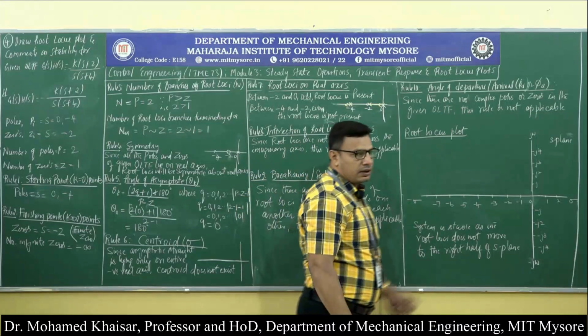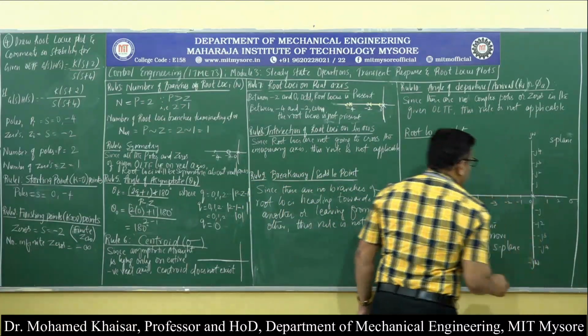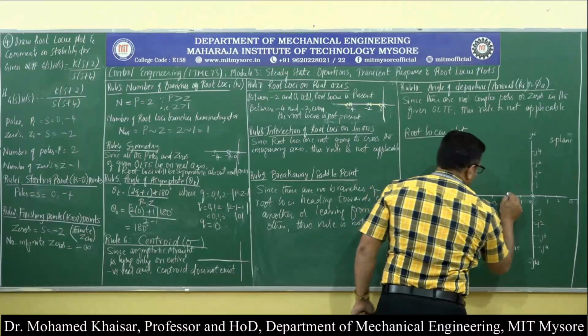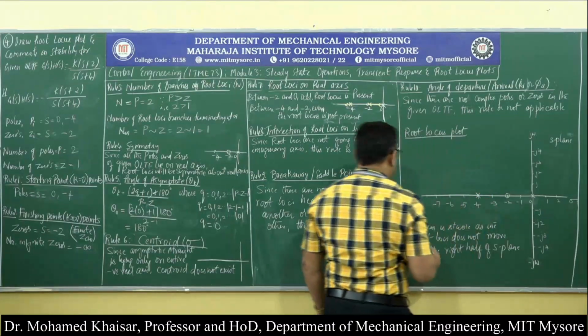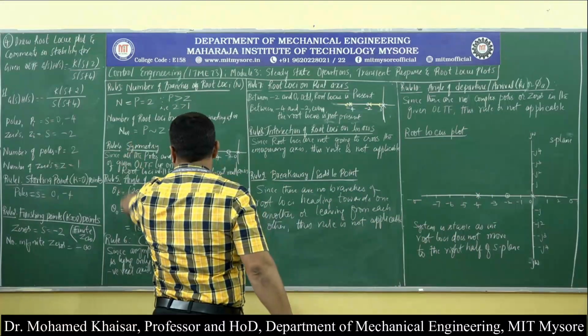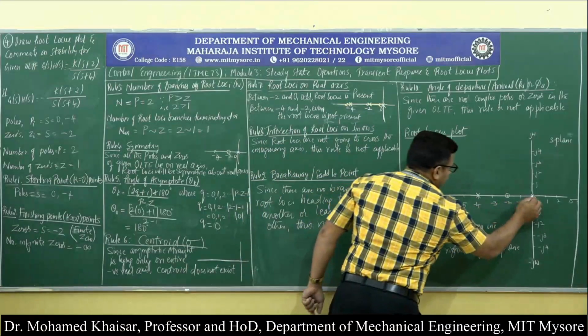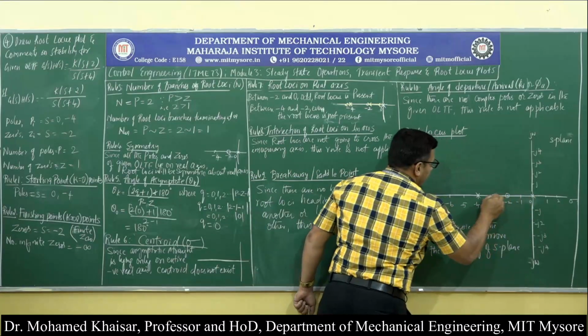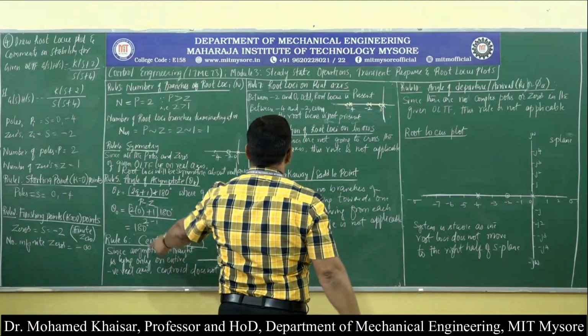And now let us mark the given data. There is a pole at the origin, so a cross mark. There is a zero at -2, so a small circle. There is a pole at -4. Then the asymptotic straight line will be along 180 degrees, so the entire negative real axis will be the asymptotic straight line. Then the centroid does not exist.